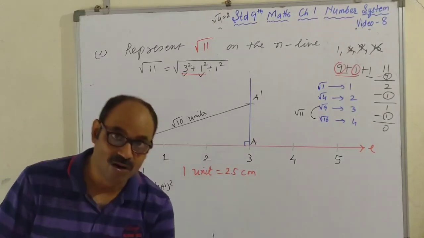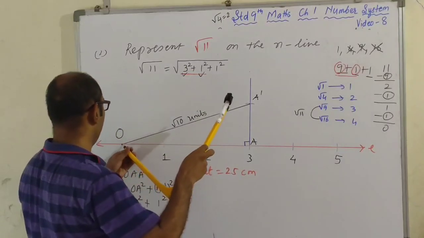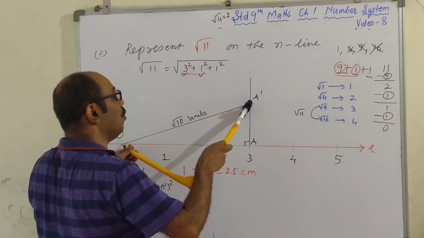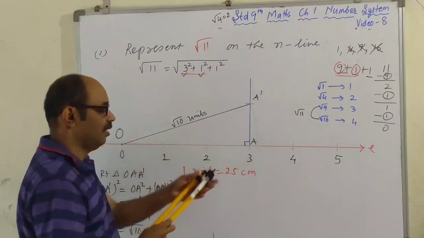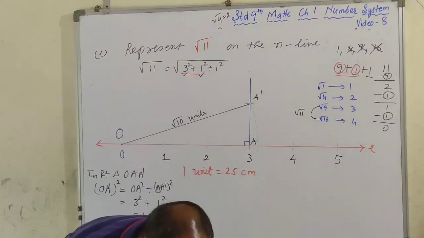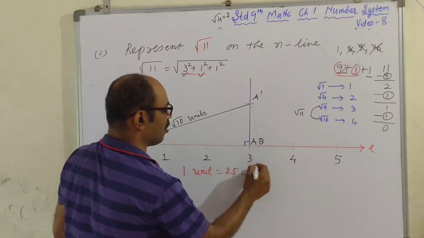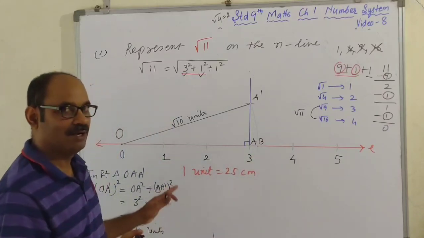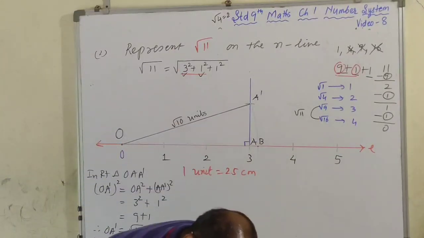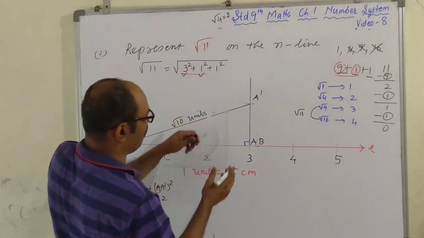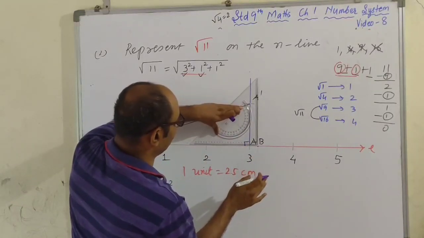ठीक है? Now projection of root 10 on the number line. Let's take OA dash, projection. All right? This point I got is B, and the number corresponding to it is root 10. But I'm not going to write. I need only root 11. Now at B I'm going to draw perpendicular. At B I'll draw perpendicular. All right? Perpendicular line segment of length 1 unit.